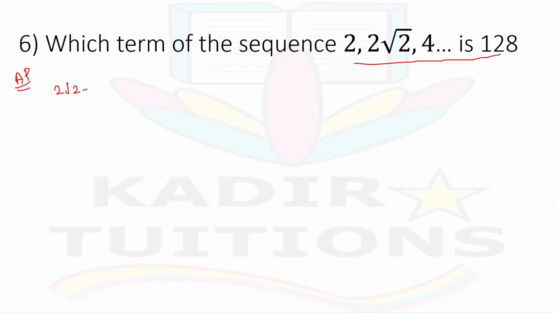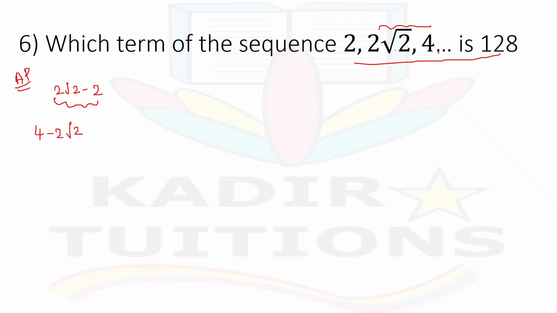So first term is 2. So this is what our difference we are getting for the first two terms. And we will take any two consecutive terms. We need to have a common difference. So I'm going to take the second term and third term. So third term minus second term.